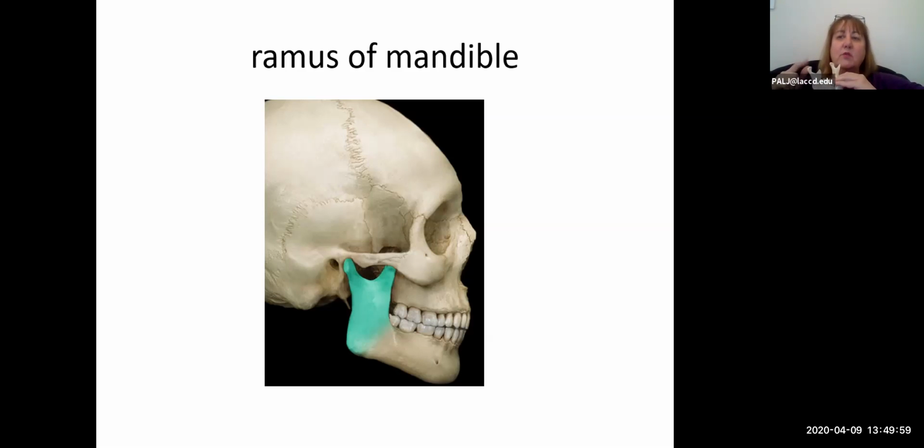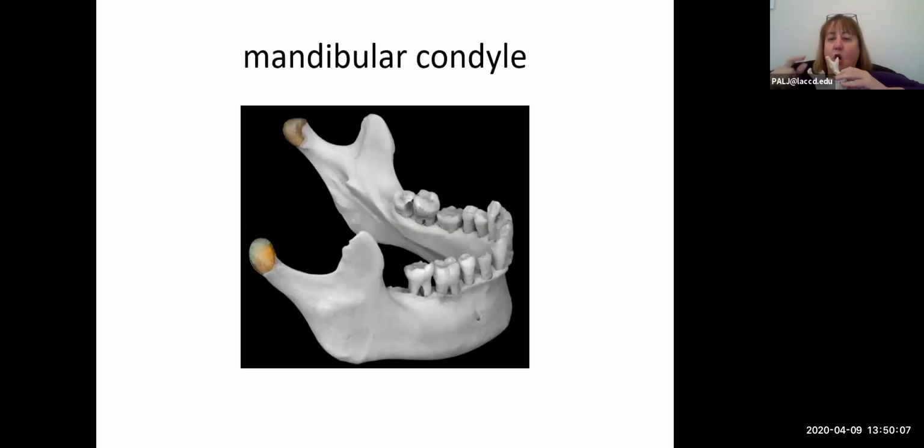So it's this posterior one that's going to be articulating with which bone? That's right, the temporal bone. The part that articulates is called the mandibular condyle. So the mandibular condyle is of the mandible, and what it articulates with is the mandibular fossa of the temporal bone.